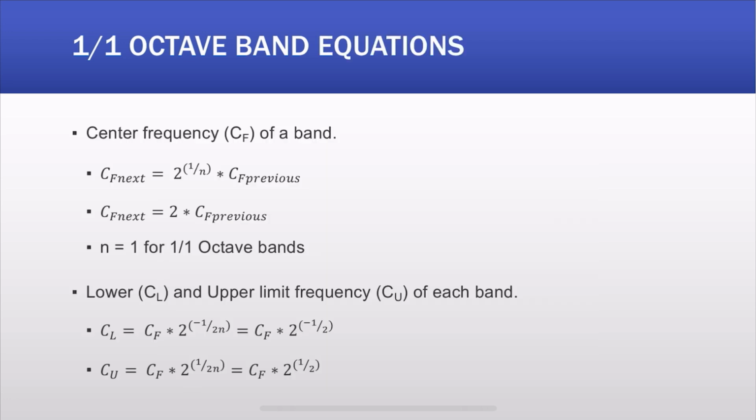Now let's talk some basics about octave bands. The first is the center frequency. Center frequency next is 2 power 1 by n times center frequency previous. The n represents the resolution of octave bands. If we're considering 1 by 1 octave bands, n equals 1. If we consider a higher resolution octave band, for example 1/3 octave band, n becomes equal to 3. We'll stick to 1 by 1 octave bands because it'll keep the calculation simpler. If you plug in n equals 1, you get CF next is 2 times CF previous.